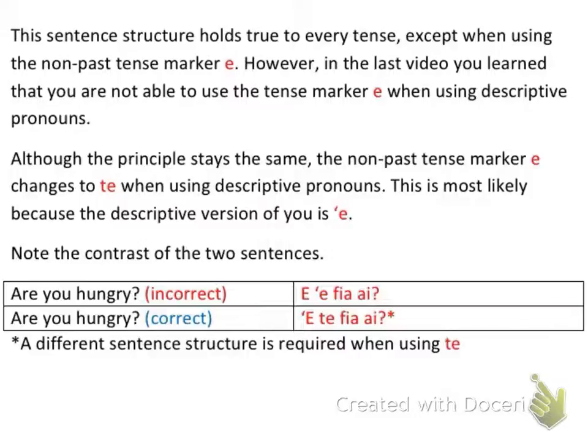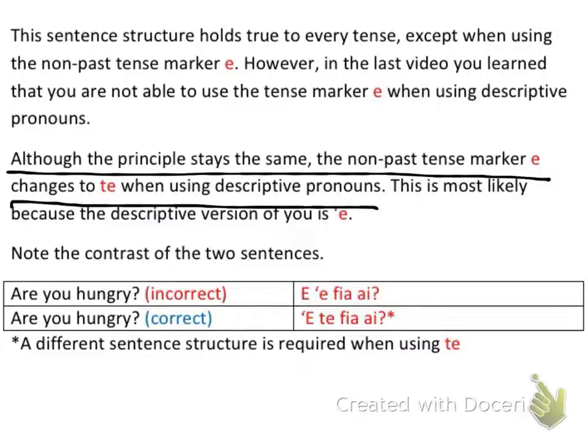Okay, so this sentence structure holds true for every tense except when using the non-past tense marker a. When I want to use the non-past tense marker or the habitual tense marker a, I can't use this sentence structure. What happens is I change that and I also modify the sentence structure. Hopefully this makes sense as I explain. Although the principle stays the same, the non-past tense marker a changes to te when using descriptive pronouns.